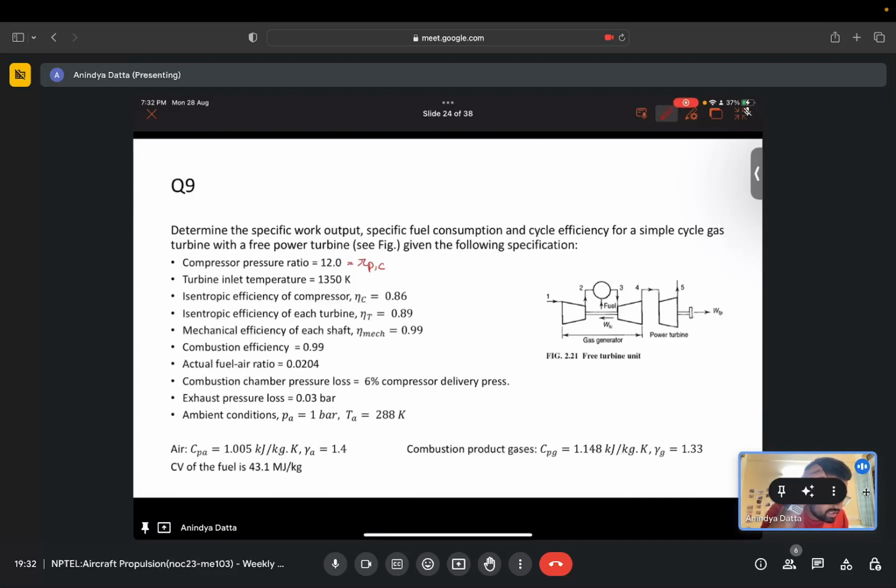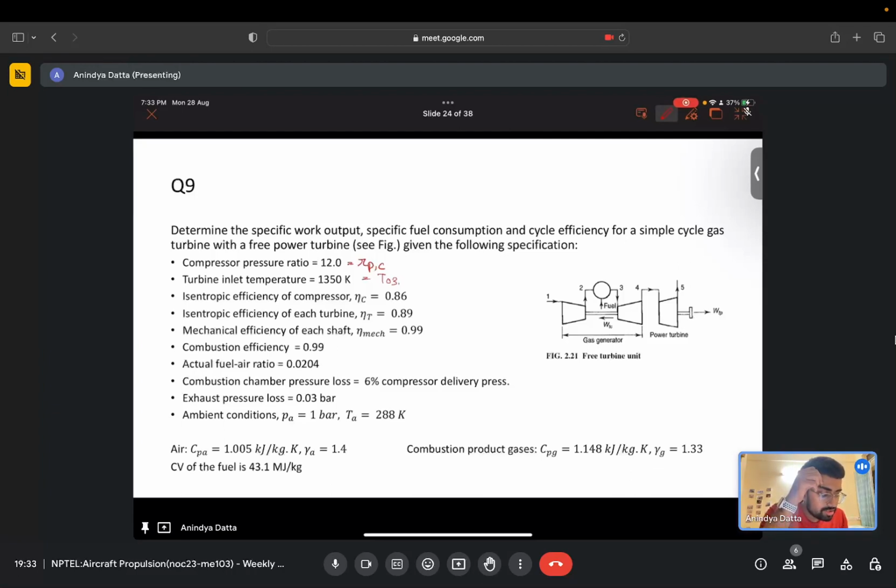So turbine inlet temperature is 1350, which is actually T03, right? So T03 is our turbine inlet temperature. Okay, so now again, since it's a real cycle, when we say temperature, it means stagnation or total temperature. Okay, so that is 1350.